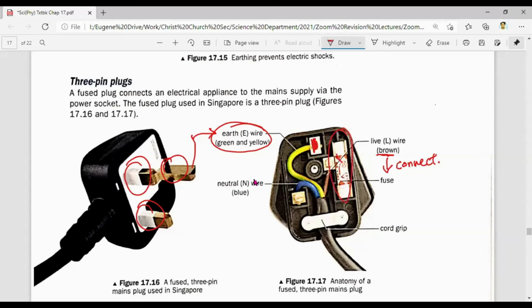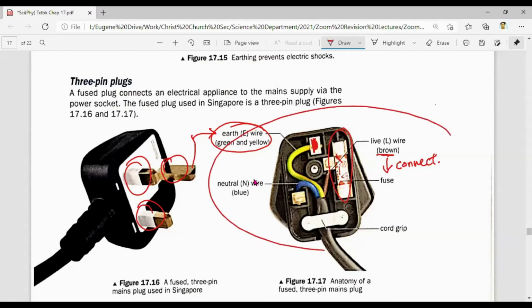This is the fuse. The neutral wire is connected to the terminal, to another terminal. At the top here, you can see that one confirm earth wire. Whether this or this should be the live or the neutral, find the fuse. The live wire should always be connected to the fuse.